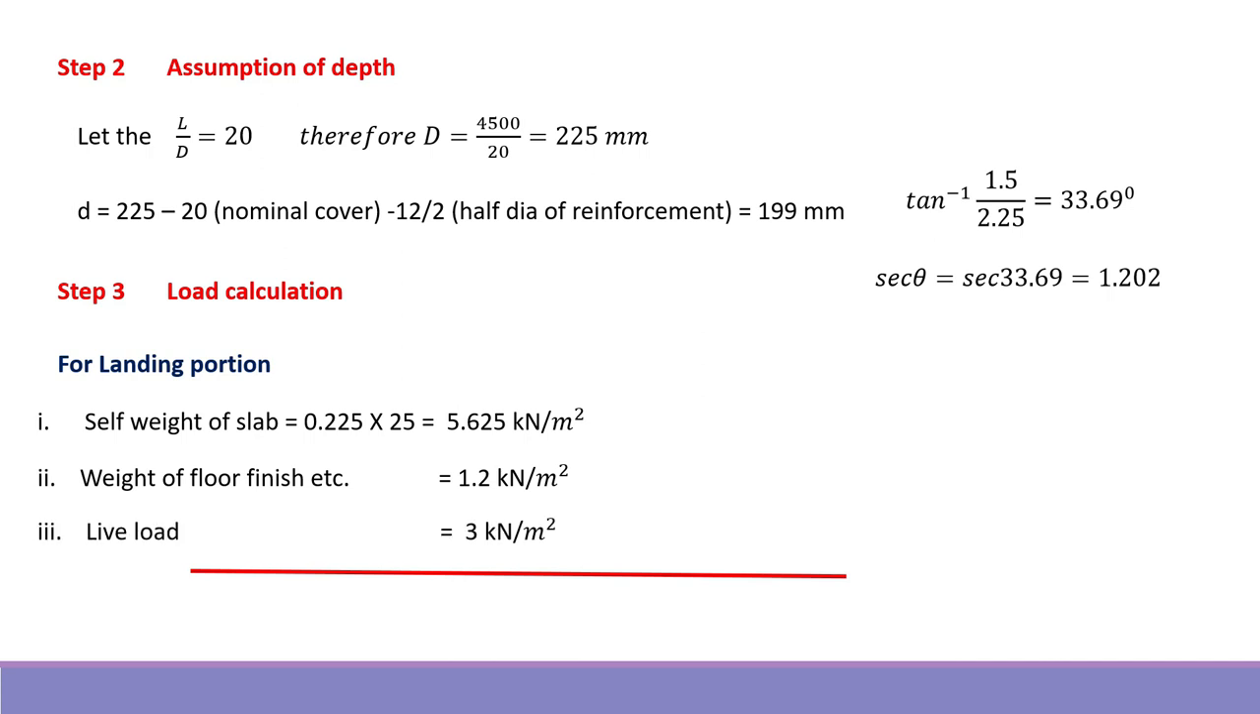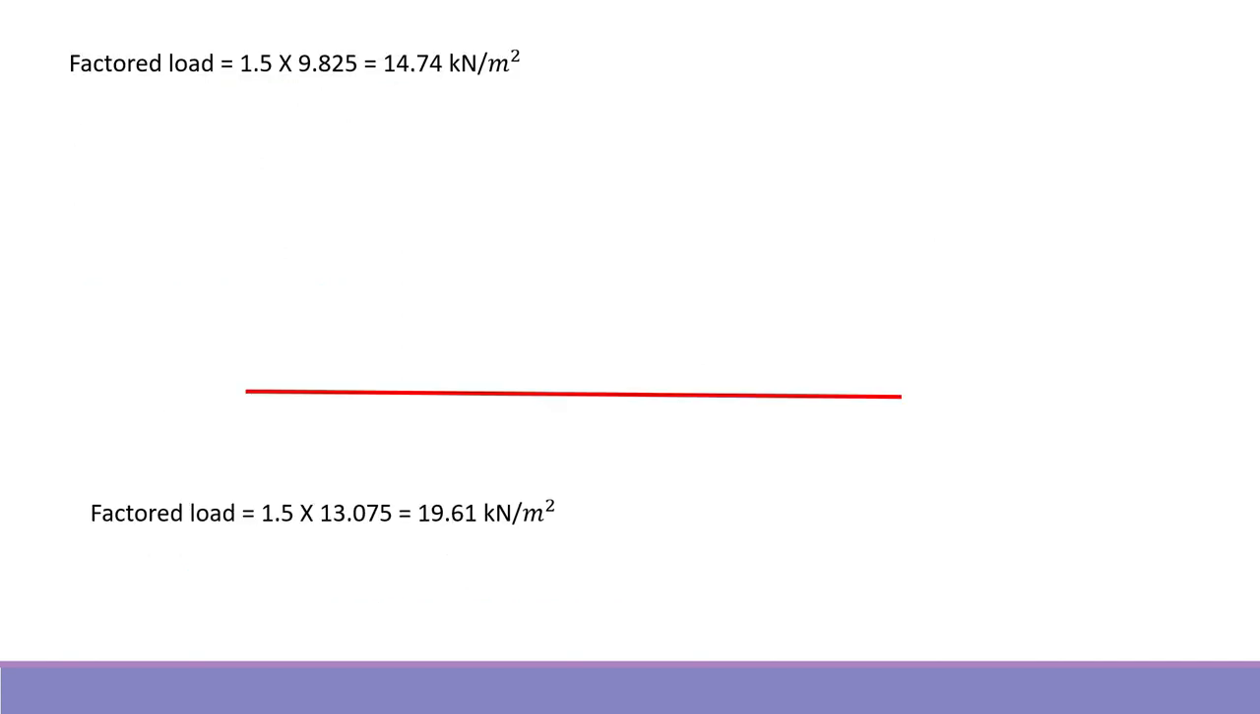So if we consider the live load as 3 kilonewton per meter square, the total load is coming as 9.825. Here you have to note, if we are considering the load of a normal floor as 2 kilonewton per meter square, we have to consider the live load for the steps as 3 kilonewton per meter square for the staircase, because in the case of an emergency, the total load will try to move towards the staircase without using the elevator or lift. So if we make it a factored load, it will come as 14.74.